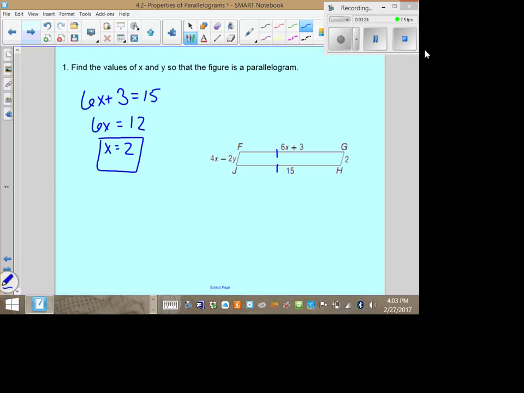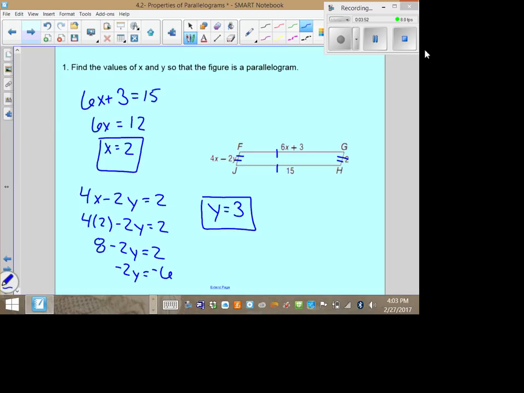Plugging that in, we know that these sides are also congruent. So we know 4x minus 2y equals 2. But we know that x equals 2. So we get 4 times 2 minus 2y equals 2. 8 minus 2y equals 2. Subtracting over, we get negative 2y equals negative 6. So we get y equals 3. So note we just set opposite sides equal to each other since they are congruent.